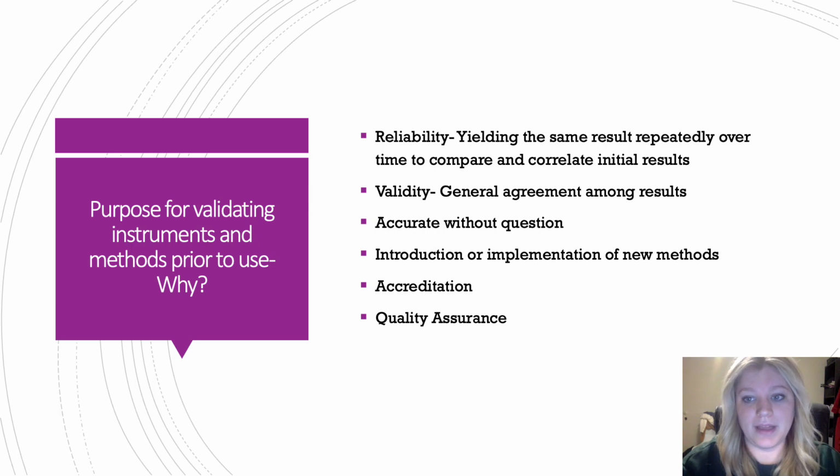The purpose for validating instruments and methods prior to use is to ensure that results are reliable, valid, and accurate without question. Reliability is yielding the same results repeatedly over time to compare and correlate the initial results. Validity is the general agreement among results. Results should be accurate without question or doubt when used in forensic science, especially for courtroom and case proceedings.